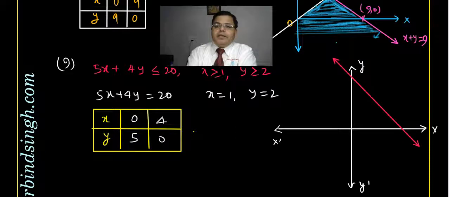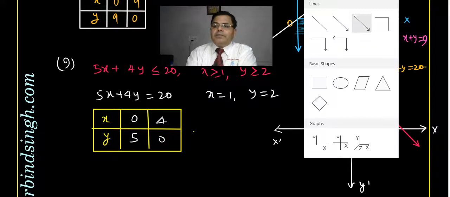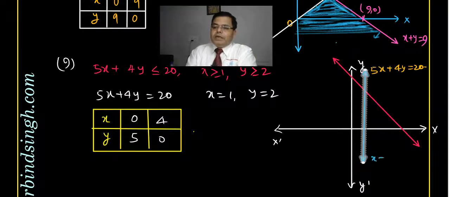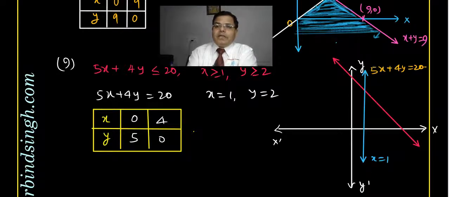Now there is another line, x is equal to 1. x is equal to 1 is a line parallel to the y-axis. Then y is equal to 2 is the third line, and y is equal to 2 is a line that will be parallel to the x-axis.